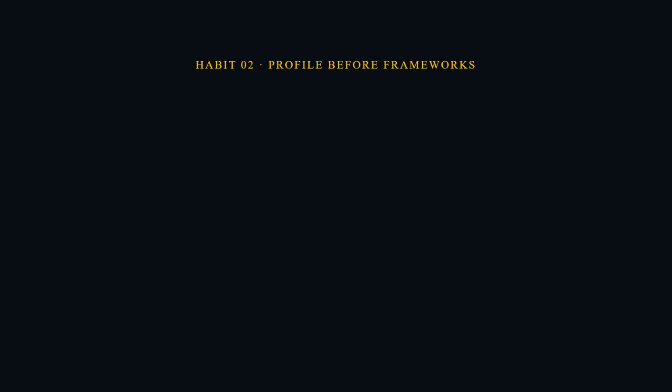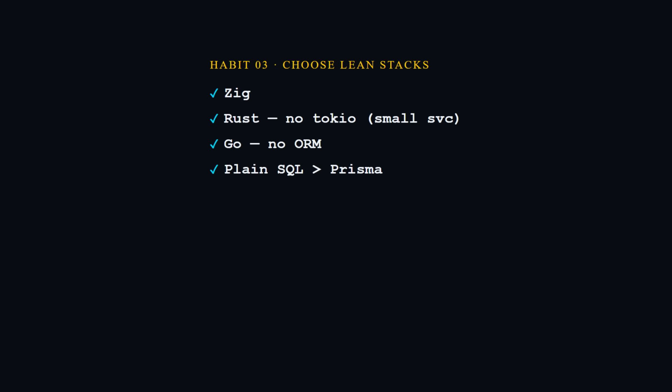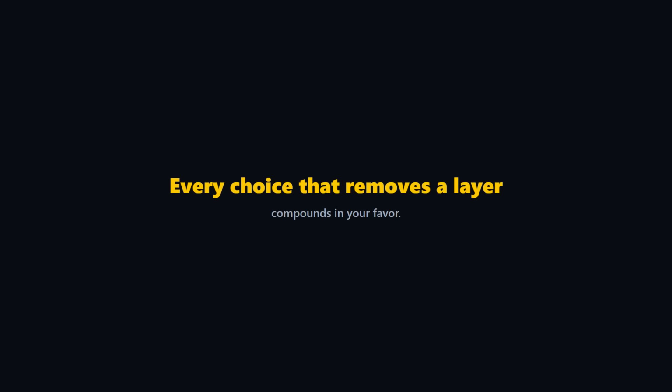Second, profile before frameworks. Most engineers reach for a framework before they've measured anything. Reverse it. Write the simplest thing that works. Profile it. Then decide which abstraction is worth its weight. The third habit takes the most discipline because it goes against every default in the ecosystem. Choose lean stacks on purpose. Zig. Rust without Tokio on small services. Go without an ORM layer. Plain SQL over Prisma. Every choice that removes a layer compounds in your favor.